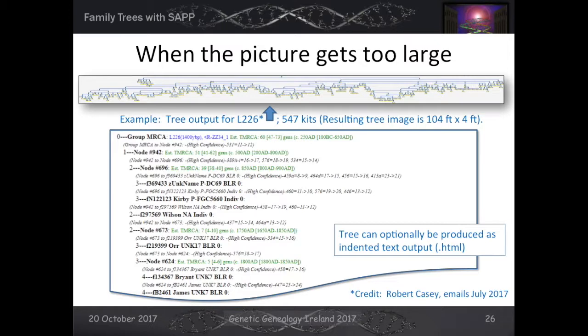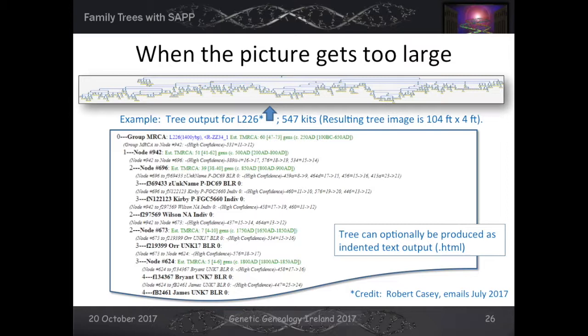The tool doesn't care how many people you put into it. You can put 547 people, which if you know Robert Casey, this is his actual tree. That is the tree that he produces. If you printed it out, it's the height of a small child, and it'll run halfway across the soccer field. That's a difficult one to analyze, but usually the picture is not that useful.